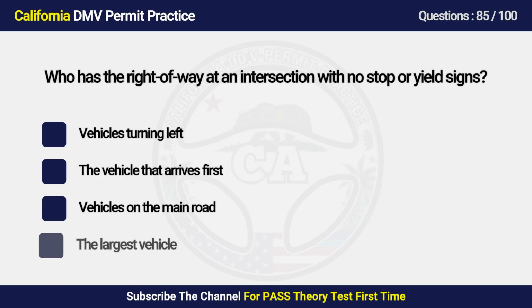Question 85. Who has the right of way at an intersection with no stop or yield signs? A. Vehicles turning left. B. The vehicle that arrives first. C. Vehicles on the main road. D. The largest vehicle.